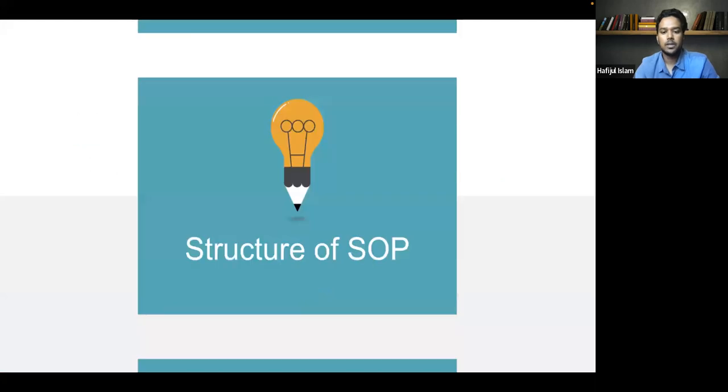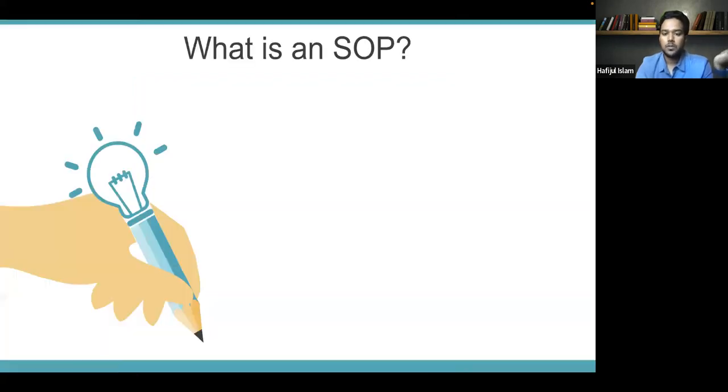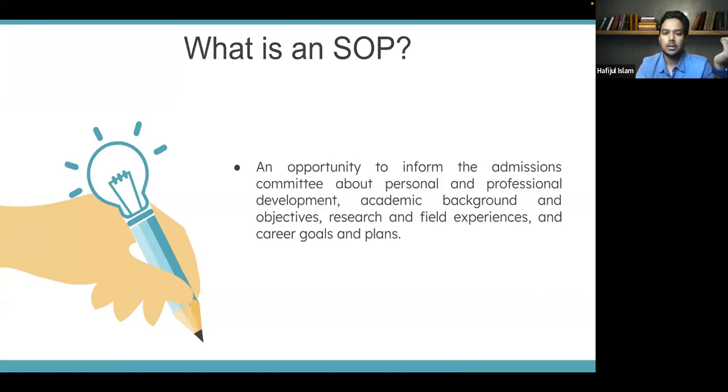Okay. So the structure of the SOP. Now, how do you write an SOP? Is it very flexible? Is it very strict? How is it? Let's begin. What is an SOP actually?